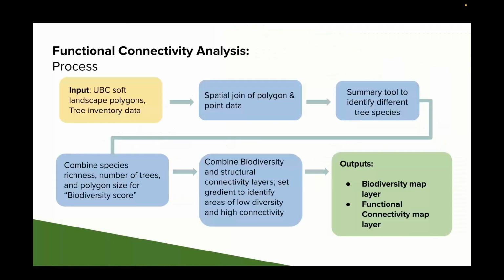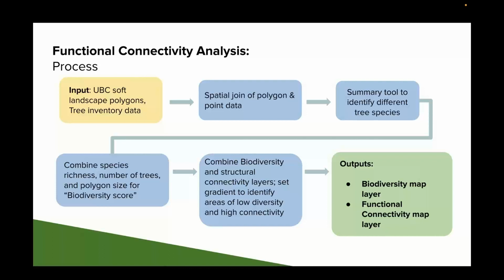Using the UBC soft landscape and UBC tree inventory data sets, I created an ArcGIS map and model that outputs a layer highlighting the tree species diversity of each soft landscape polygon on UBC campus. This layer on its own already has some planning application, highlighting exemplary green spaces that can serve as planting guides to maximize resilience and function.